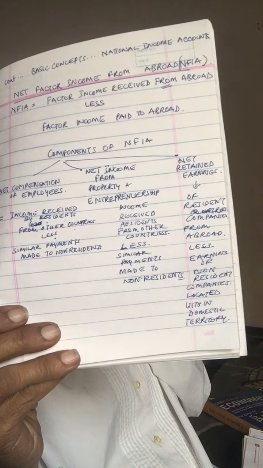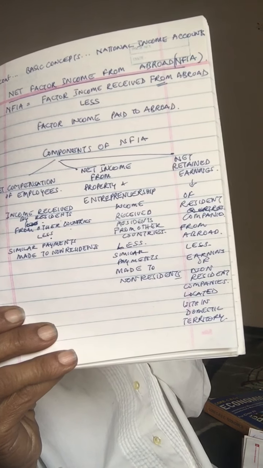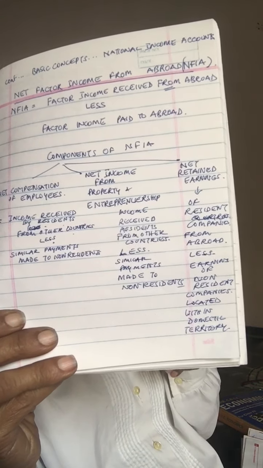So rent paid by a foreign embassy in India to the Indian owner of the building is factor income from abroad. For understanding this, we have to really make an effort to understand the concept of the domestic territory of a country. We have to know what a resident is, and then this becomes very simple.